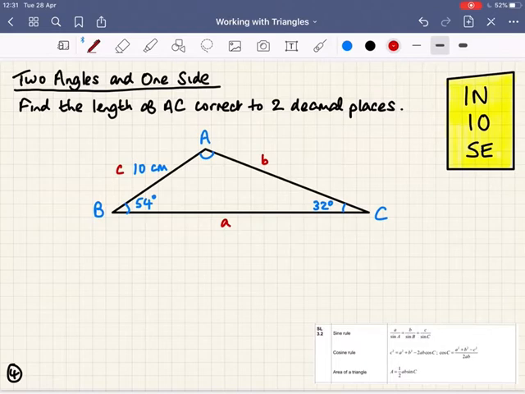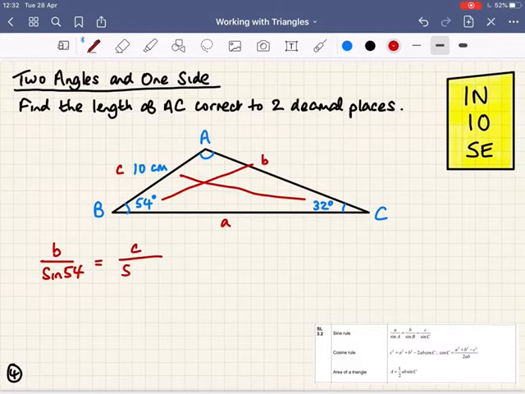If I want to find the missing side b, I know that b over sine 54, that pair there, would give me the same result as c over sine 32. Notice I'm using the formula so that the unknown is on top, and c is equal to 10, so let's put 10 in there.